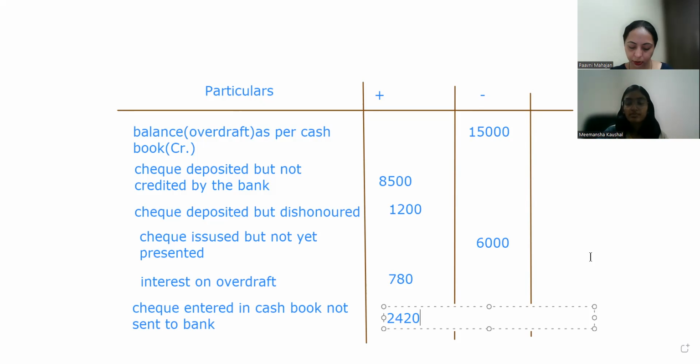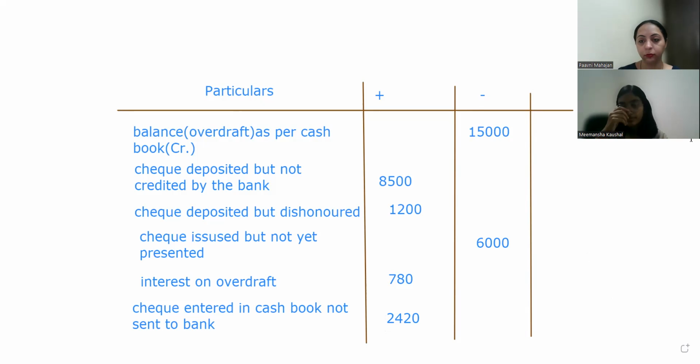So what is happening here is, what happened when the check was entered in the cash book and not sent to the bank? Did it decrease your overdraft? No. That is why you're adding it. If there had been a direct deposit by a customer, then you would have decreased it. But it did not reach the bank. Okay. Got it. The balance did not affect the passbook. Okay.